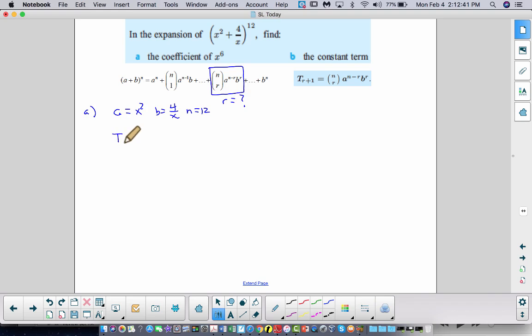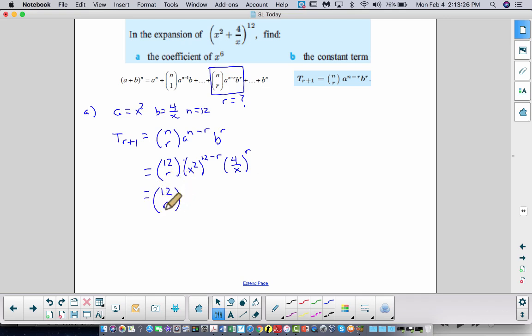So to find r, I'm going to use this handy-dandy formula. T sub r plus 1 is equal to n choose r, a to the n minus r, b to the r. So let's substitute in what we know. We know that n is 12. We do not know r. That's what we're looking for. My a term is x squared, so that's going to be x squared to the n minus r, or 12 minus r, times 4 over x, the b term, to the r power. And again, I don't know what r is. So let's clean that up a little bit, then we'll stop and talk about it, get some strategy here.